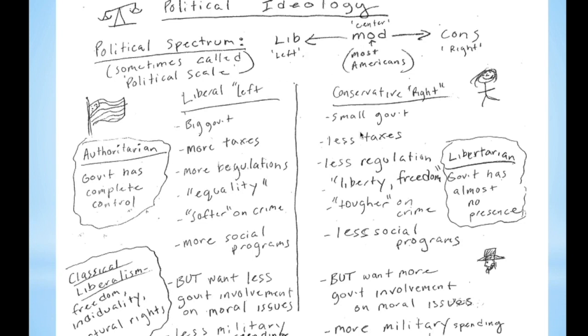In the middle, you have moderates, and moderates have some liberal beliefs, some conservative beliefs. They oftentimes feel like the liberals and conservatives are too extreme. Most Americans, the largest group, are moderates, and we know that the political parties during elections really target those moderates, because that's how you win elections, getting moderates to vote for you.